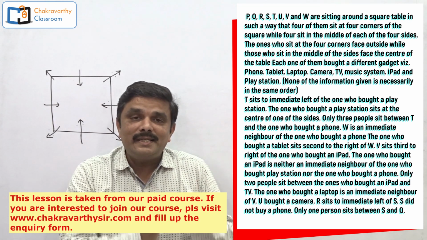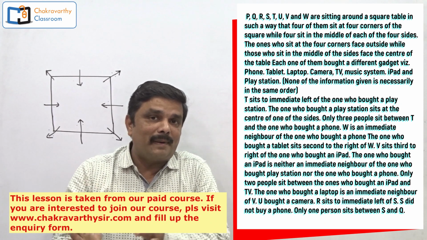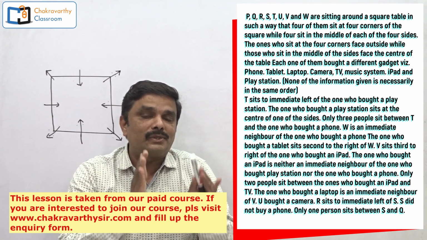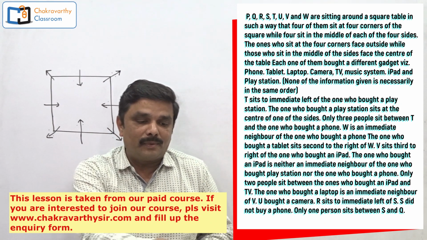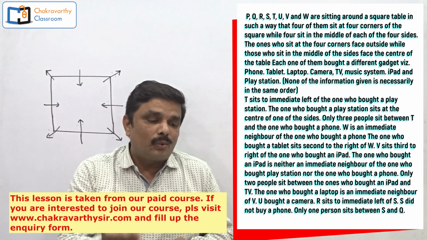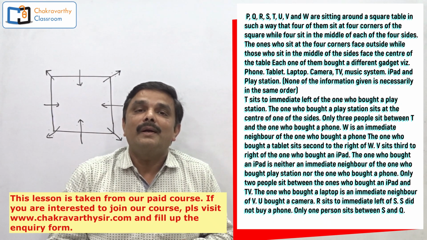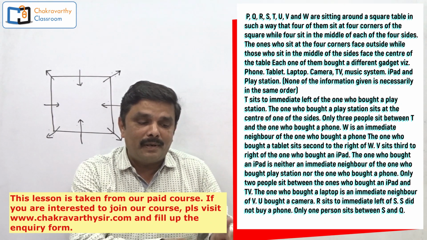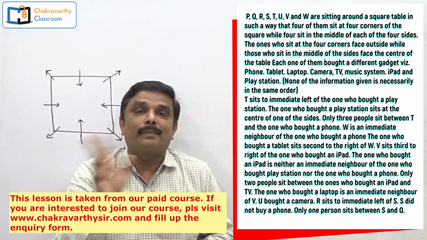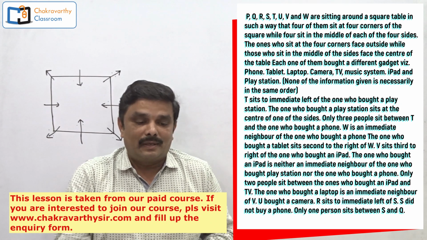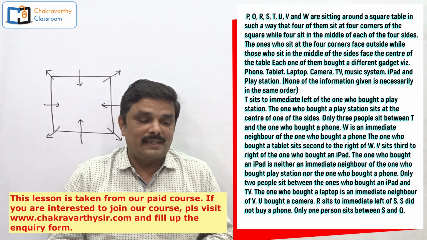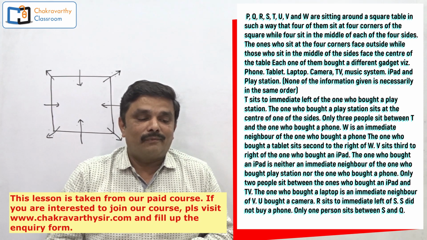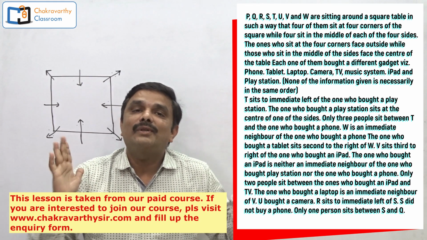That means T's position is completely dependent upon that of the person who bought a PlayStation. Unless you know the place of the person who bought the PlayStation, you cannot confirm anything about T. Wait for that one. Now the second information: the one who bought a PlayStation sits at the center of one of the sides. Now it is clear, right?